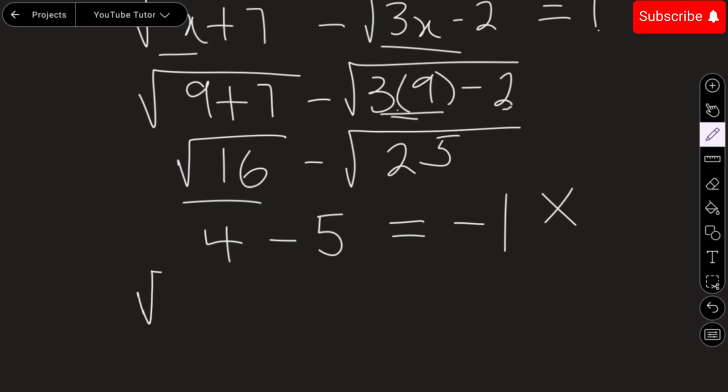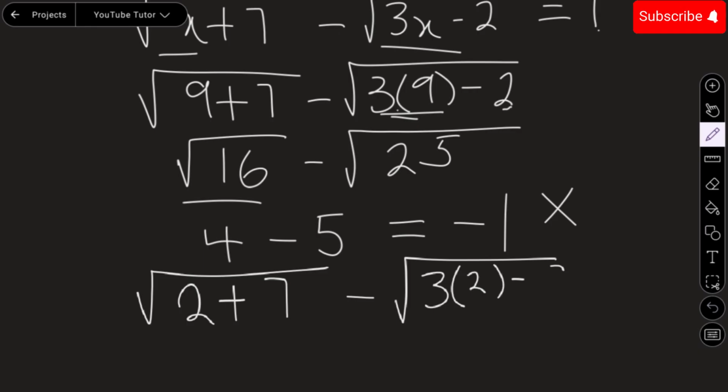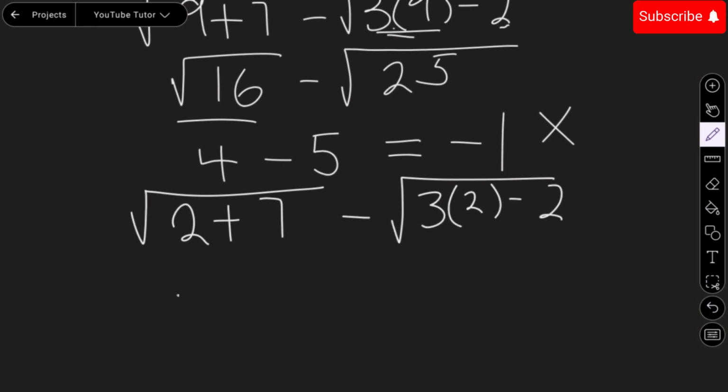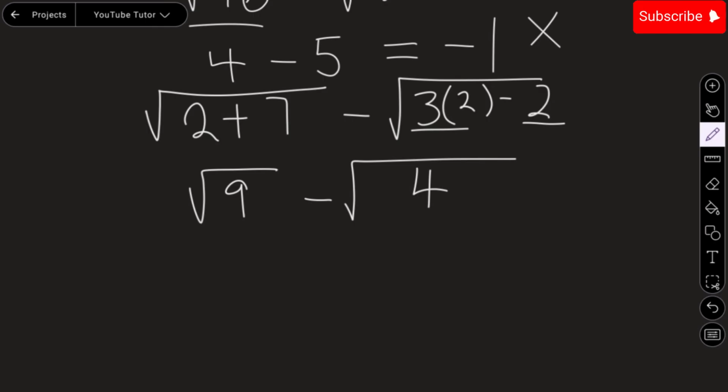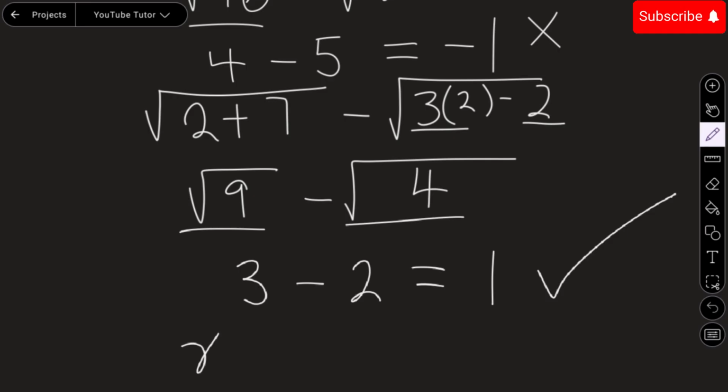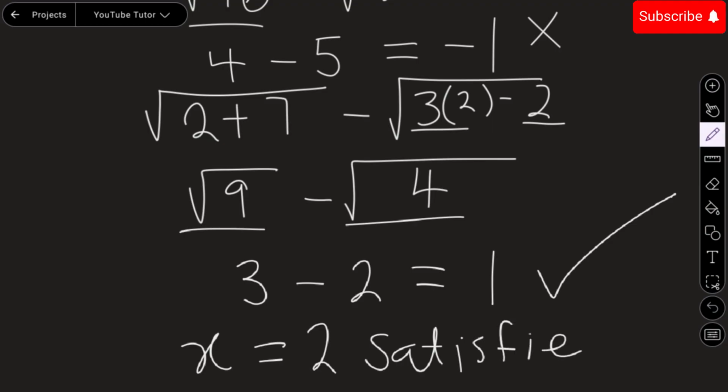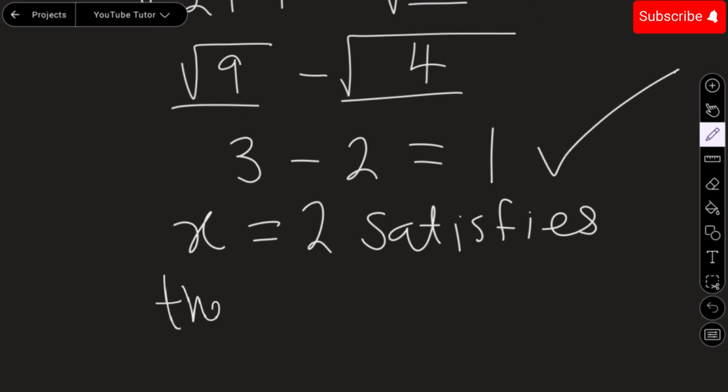What about using 2? So 2 plus 7 minus root of 3 times 2 minus 2. 2 plus 7 gives us 9 minus 3 times 2 is 6 minus 2, 4. So now we have root of 9, which gives us 3, minus root of 4, which gives us 2, which perfectly gives us 1. That means x is equal to 2 satisfies the original equation.